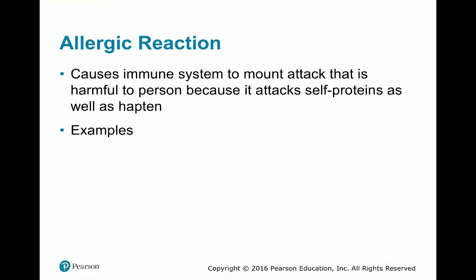Now, they're going to cause an allergic reaction, and this is an immune system mounting an attack that is harmful to a person because it attacks self-proteins as well as haptens. So that's the problem with incomplete antigens: they can combine to cause this huge immune response that can be harmful to you.